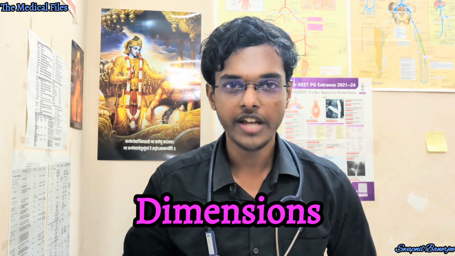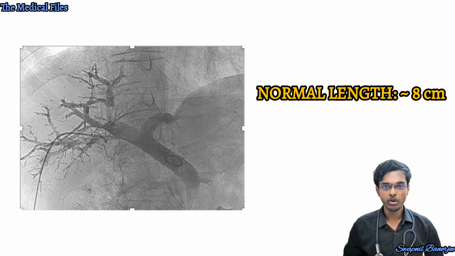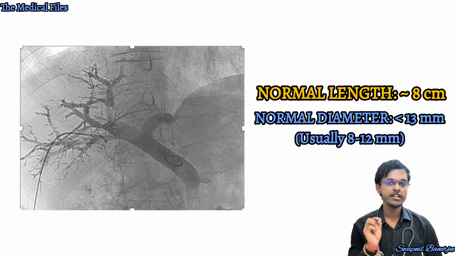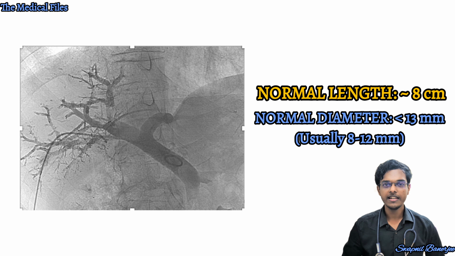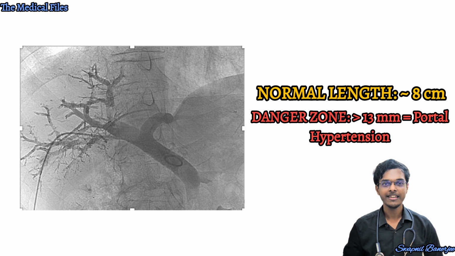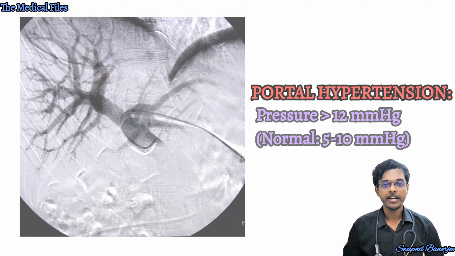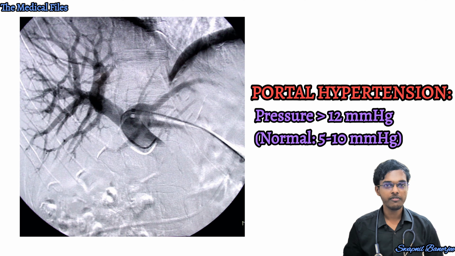Now when you are seeing the portal vein in an ultrasound, you will have to remember the dimensions of it. So the normal length of portal vein is 8 cm and the diameter of portal vein is typically less than 13 mm, around 8 to 12 mm. But when the diameter is more than 13 mm, then ring your alarms because it might be a patient of portal hypertension. Normally the internal pressure of portal vein lies around 5 to 10 mm of mercury. But when the pressure rises above 12 mm mercury, then that is called portal hypertension.